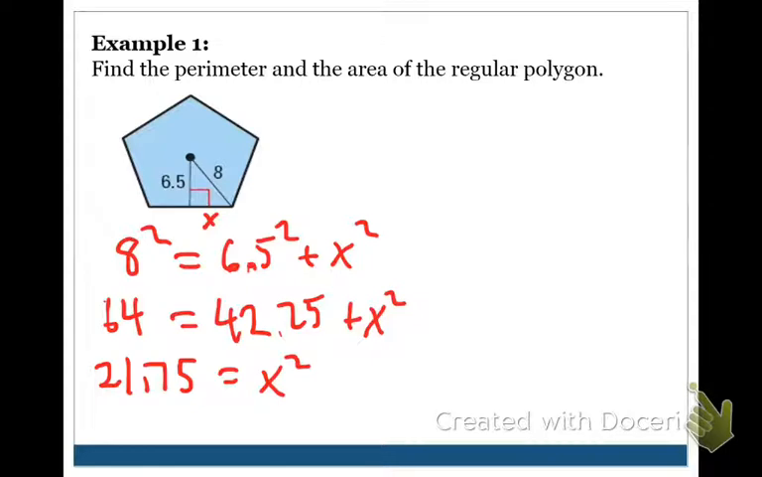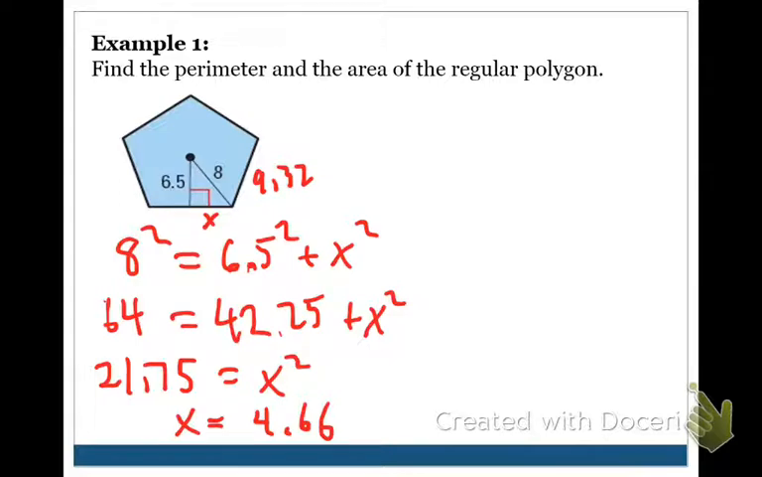So what's the square root of 21.75? X equals what? 4.66. So it would be rounded to 4.67, or does it go even? It rounds to 4.66. Yes. Okay. So x is 4.66. So then what is the length of the side going to be? What do I have to do to that? Yeah, we multiply times 2. So that's going to be 9.32. So the side length is 9.32.